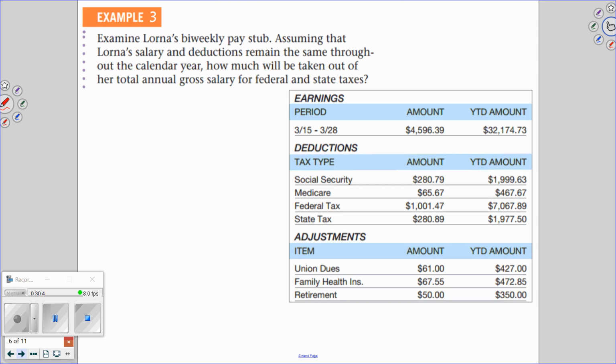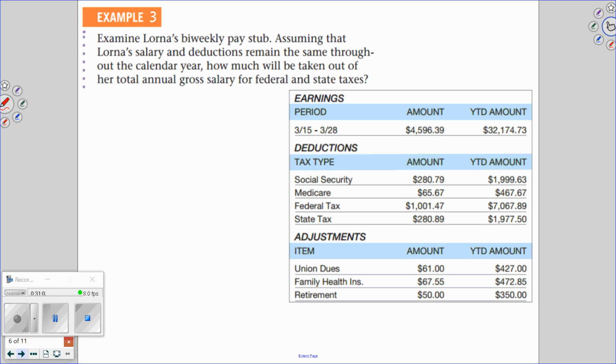All right, example 3. Examine Lorna's biweekly pay stub. Assuming that Lorna's salary and deductions remain the same throughout the calendar year, how much will be taken out of her total annual gross salary for federal and state taxes? All right, so let's take a look at what we got going on over here, because there's a lot of information and I don't need most of it.